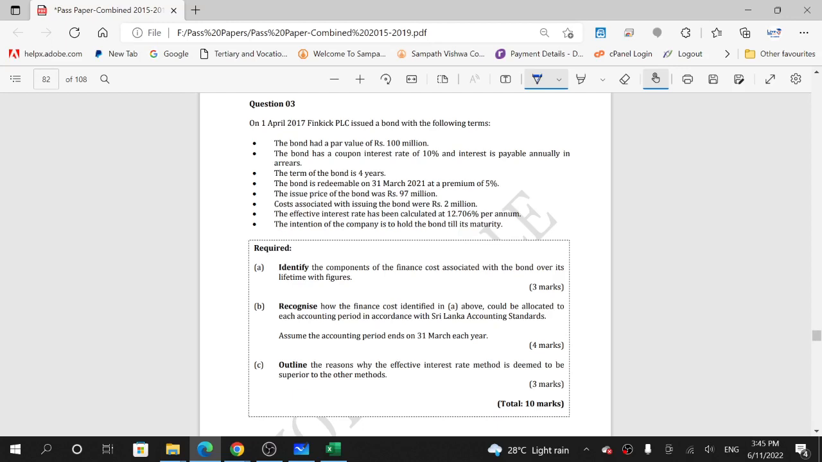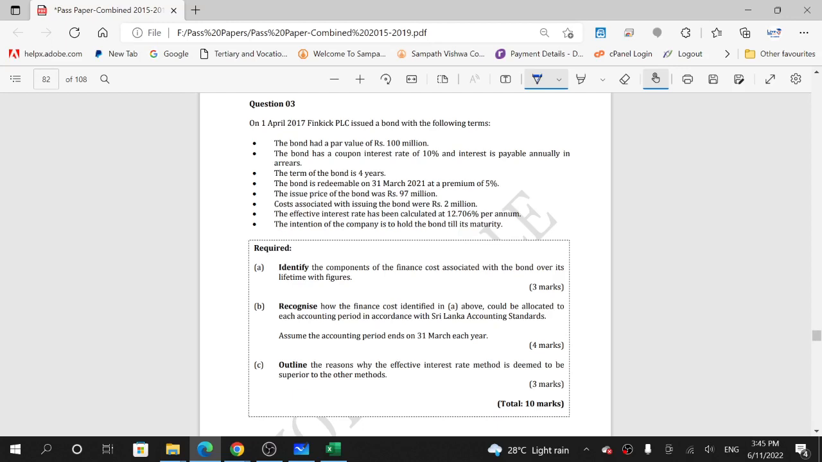See how straightforward, simple question, right? Identify the components of the finance cost associated with the bond over its lifetime with figures. Recognize how the finance cost identified in A above could be allocated to each accounting period in accordance with the Sri Lanka accounting standard. Assume accounting period ends on 31st March. Outline the reason why the effective interest rate method is deemed to be superior to the other methods. Right. So you are getting 10 marks.